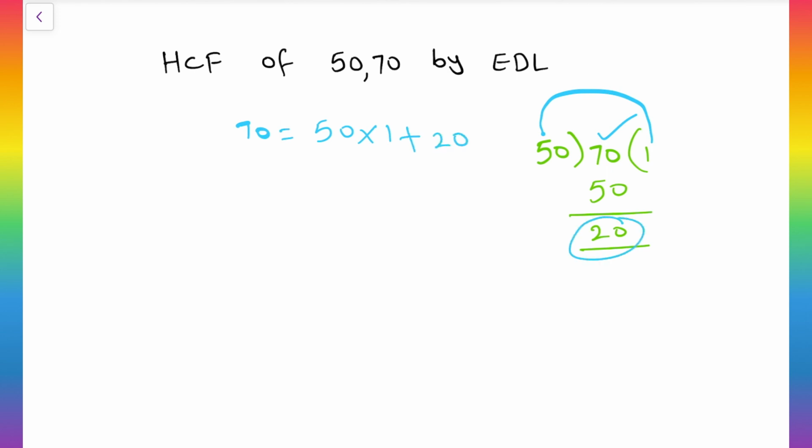Dividend equals divisor into quotient plus remainder. This is only A equals BQ plus R. Now from this line we need to pick 50 and 20, nothing but divisor and remainder. Again these two we need to do division. Let us check.